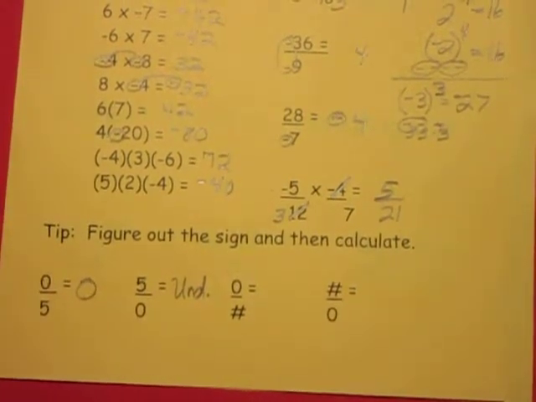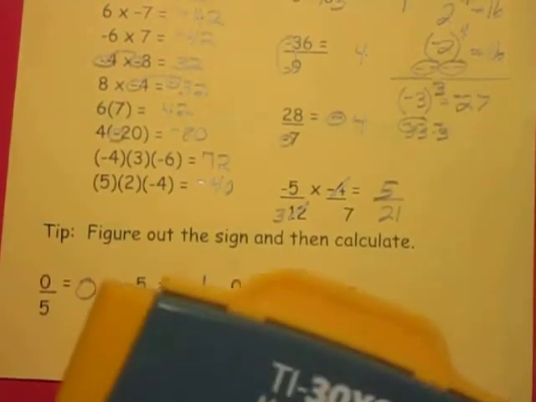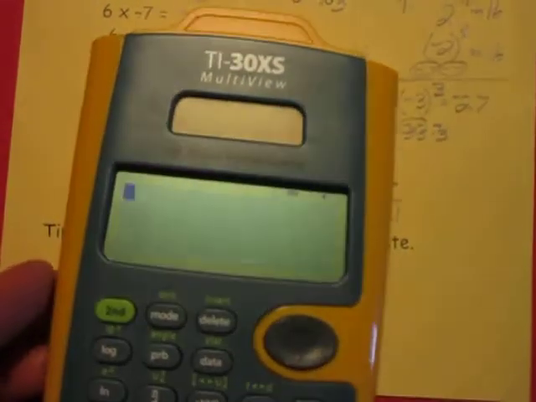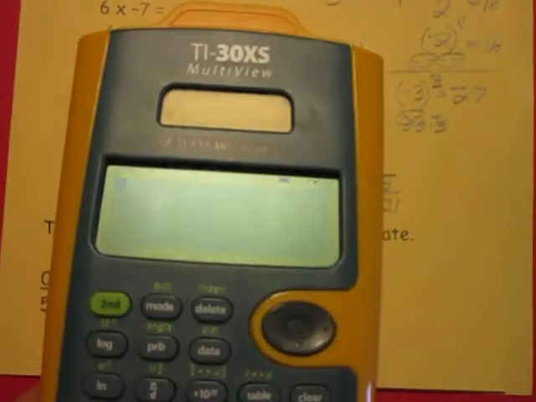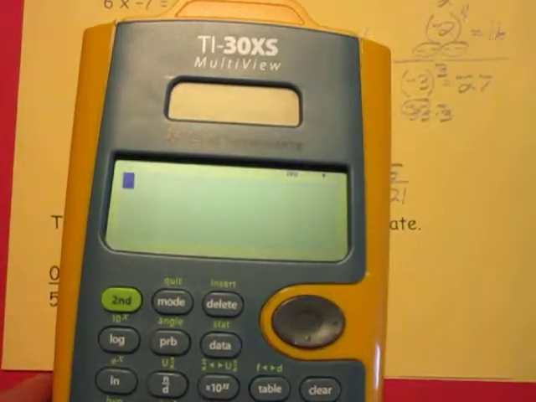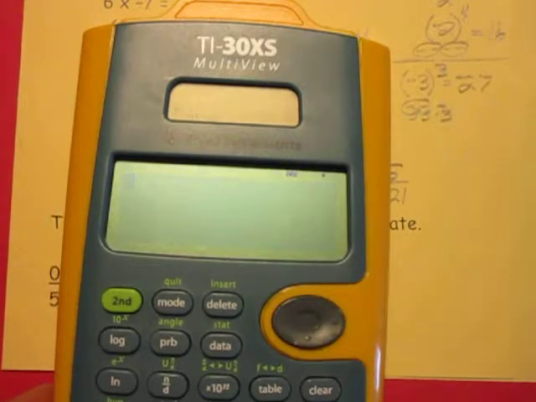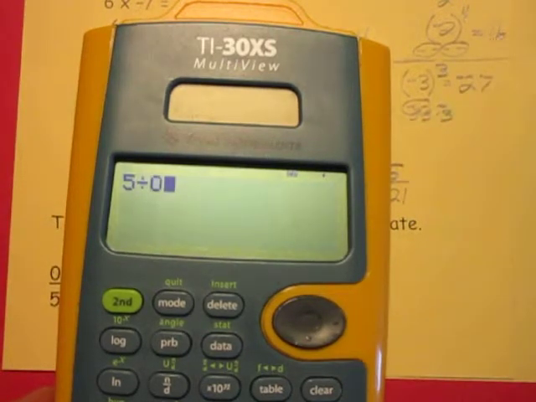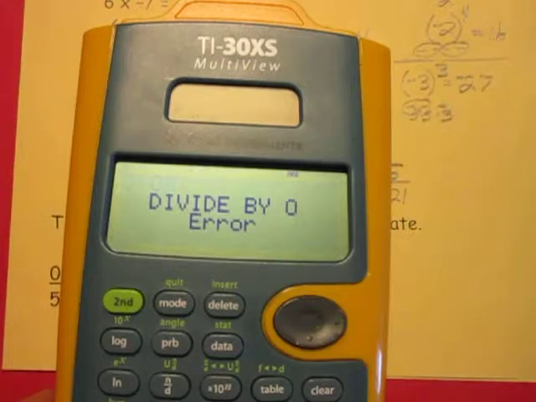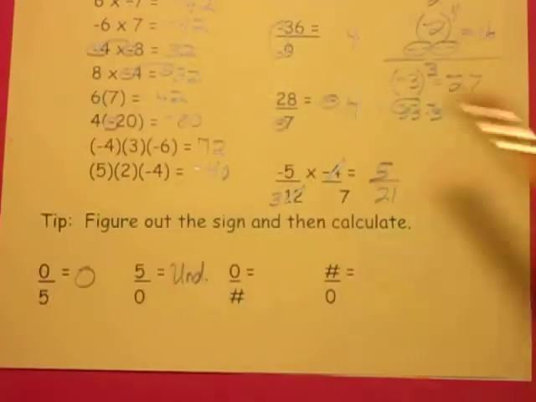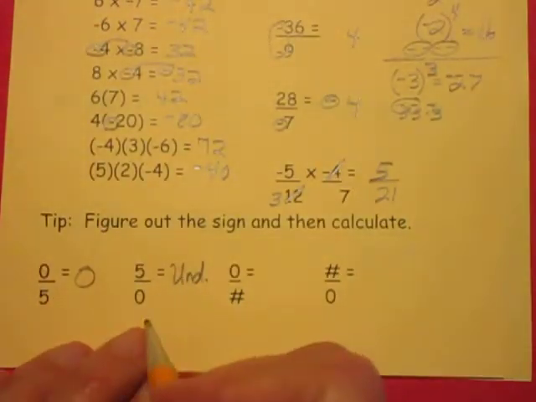But I do want to show you what your calculator will show you. I'm hoping you can see that screen okay. Not too much glare there. I'm going to look at this and say 5 divided by 0, and see what my calculator says. And it says divide by 0 error. Basically, you can't divide anything by 0, and that's what the calculator's telling you. So it's not possible to divide any number by 0.